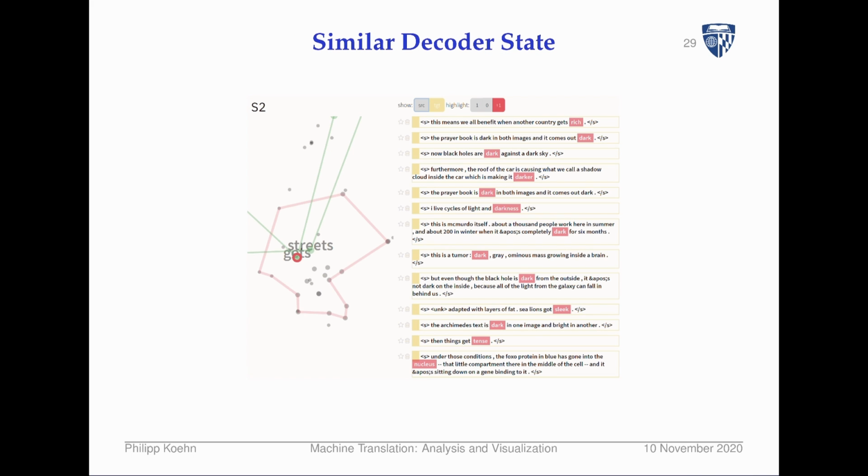It looks at this particular neighborhood of states, and our current model makes a prediction there, and then what other predictions are being made in this context. So the word rich, dark, dark, darkness, dark. So in a lot of these places with similar decoder states, it makes the prediction of the word dark.